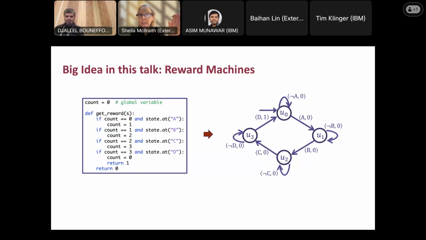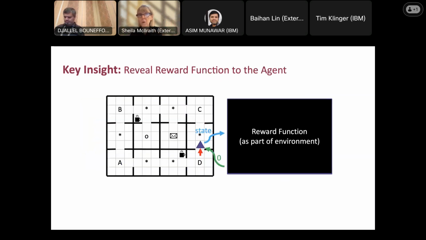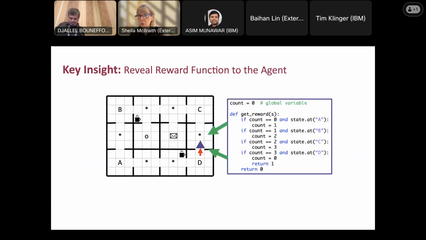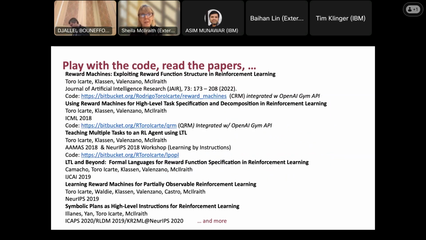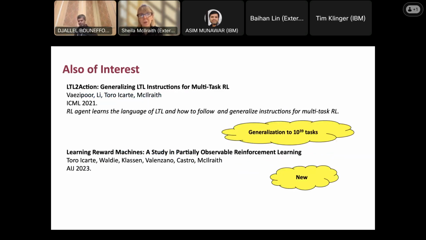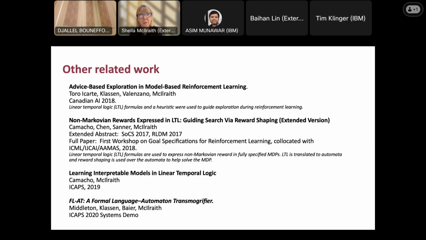The big idea was this notion of defining a reward machine. And the key insight was to reveal the reward function to the agent, so that it could use its structure, its syntactic structure, to learn more efficiently. And we had great results. And there's lots of code. There are lots of papers. We've done some interesting work with linear temporal logic as well as automata.